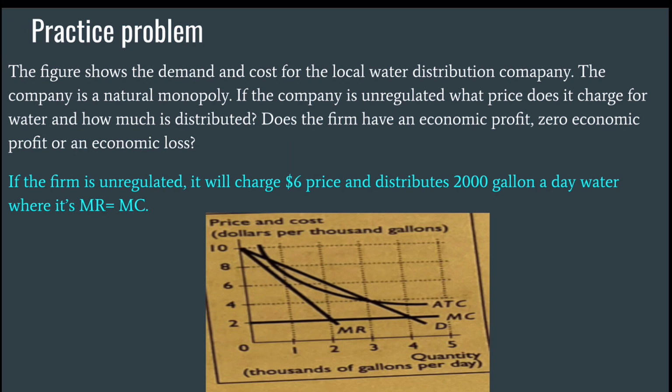If the firm is unregulated, it will charge a $6 price and distribute 2,000 gallons of water a day, where its MR is equal to MC.